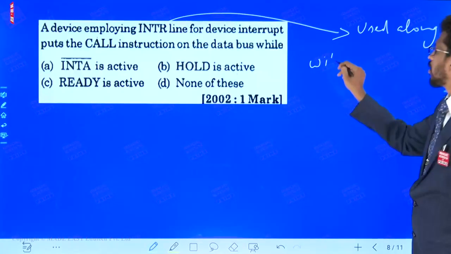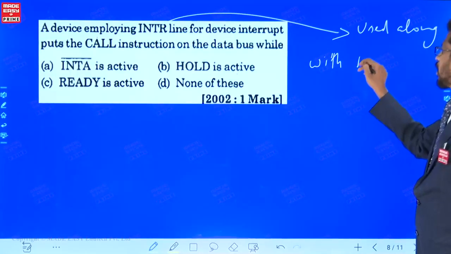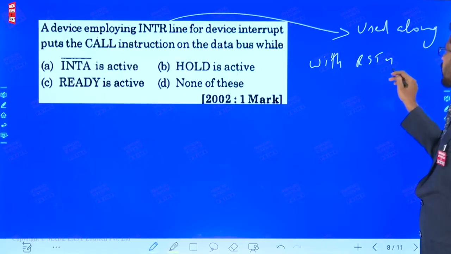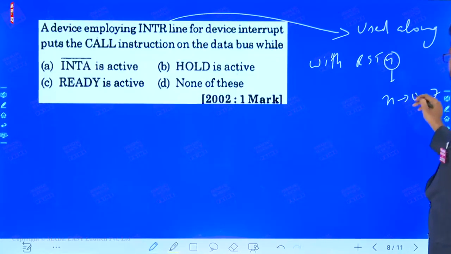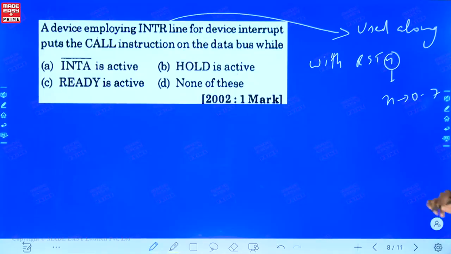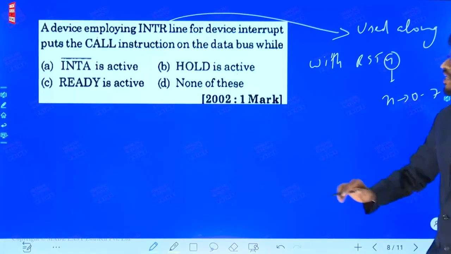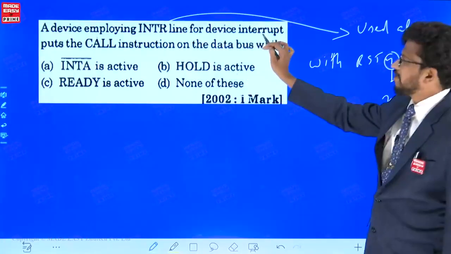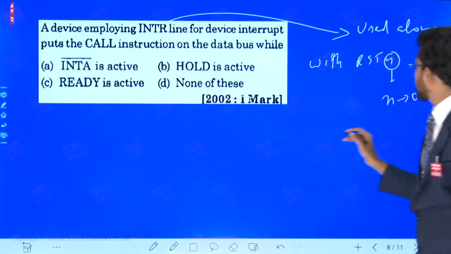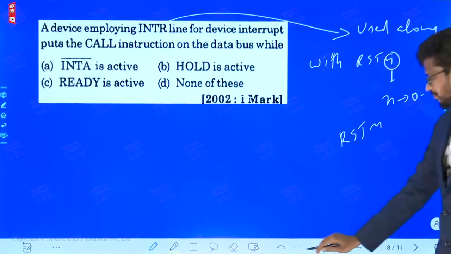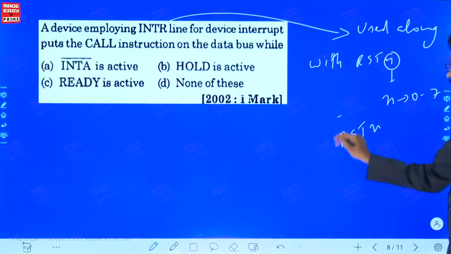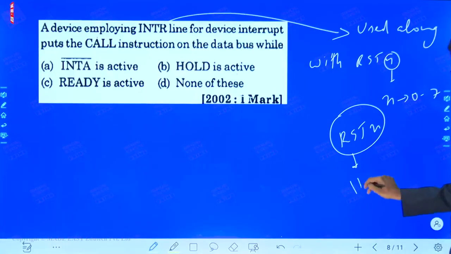along with RSTn, where n value is from 0 to 7. I have very clearly discussed the method of analysis of this INTR. Now tell me, the device employing INTR line for device interrupt puts the call instructions. So these instructions like RSTn are also called as 1 byte call instructions.